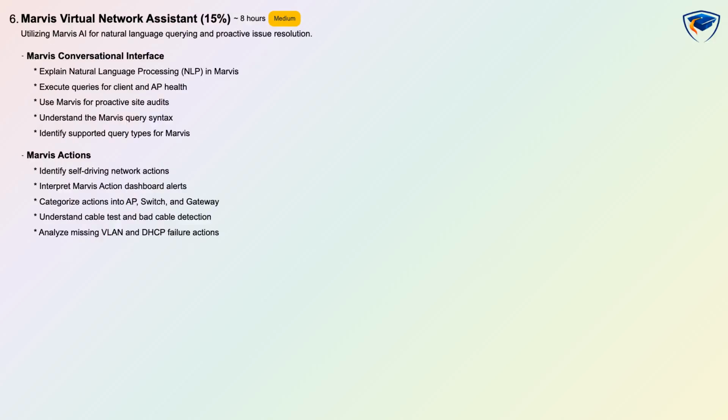Marvis Virtual Network Assistant makes up 15% of the exam and is medium difficulty with around 8 hours recommended. You will learn Marvis conversational features and how NLP powers natural language queries for client and AP health checks. Study how to execute queries, use Marvis for proactive site audits, and understand Marvis query syntax and supported query types. The Marvis Actions area teaches self-driving network actions, interpreting action dashboards, categorizing actions for APs, switches and gateways, and analyzing actions related to cable tests, missing VLANs, and DHCP failures.